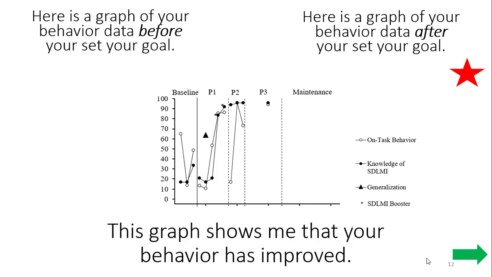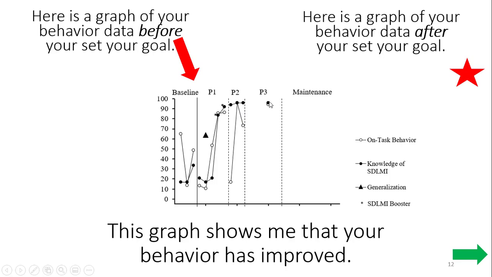Now I've added in the data from yesterday. We can take a look at your graph before you set your goal at baseline, so your data are really quite variable. Your knowledge of SDLMI is very low because you've never learned to set a goal. And your on-task behavior is less than 70%, which is why we are targeting your behavior goal. Throughout phase 1, you can notice that your data for both on-task behavior and knowledge of the SDLMI are increased dramatically. While we had a little incident here and we've discussed ways and strategies to address that, you've maintained a very high rate of on-task behavior since then.